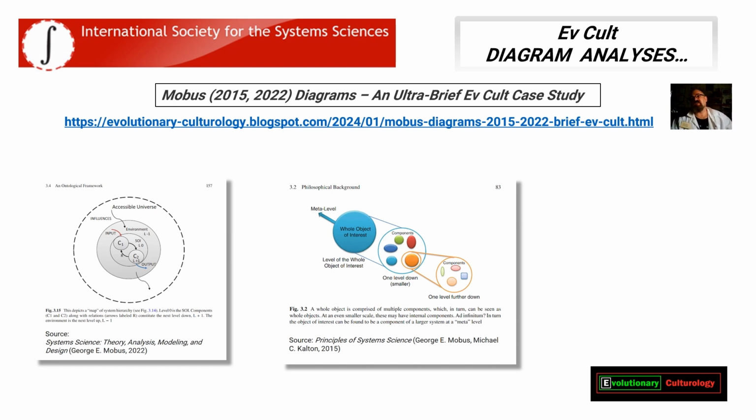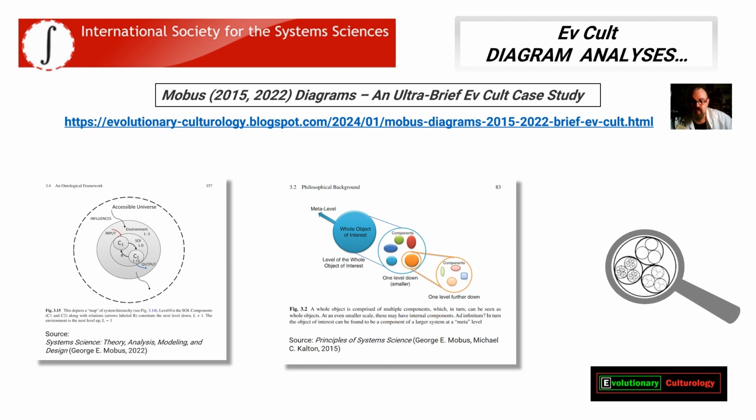Oh yeah, and there's some EvCult diagram analyses of some diagrams in some of George's great books on systems science there, 2015 and 2022. It's a brief EvCult case study looking at the whole diagram and then going down the scale levels to count the parts, or the fractal whole-on partons, on different scale levels. Show how it's done. Next.